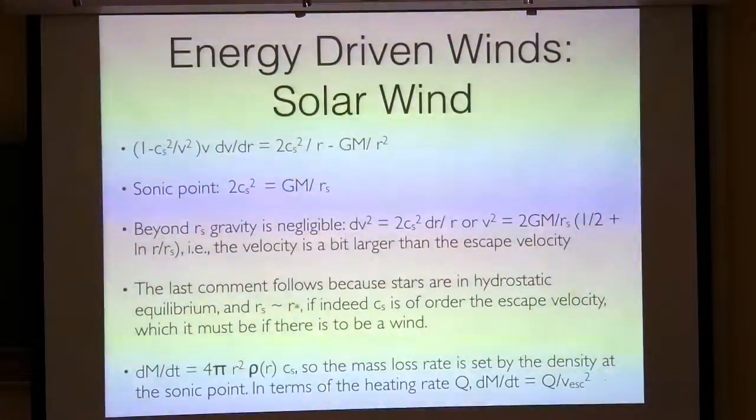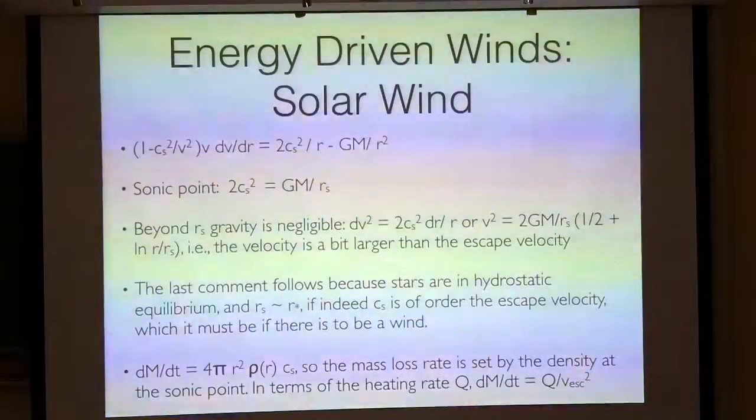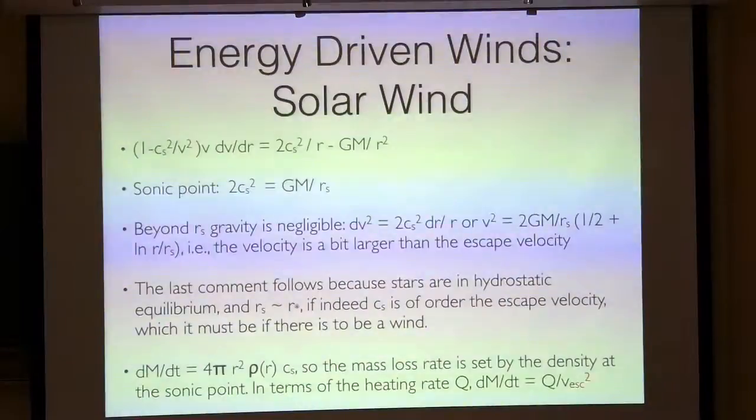So the mass loss rate is 4 pi r_s squared rho again times that sound speed. So it's set by the density at the sonic point. And in terms of the heating rate, which you need, the mass loss rate is just Q over the escape velocity squared. So it's not a free parameter. It's just set by whatever the heating is. Now, because we're ignorant, to us it's a free parameter because we don't know what the heat rate is, but that's physically it. And so Q, you can think of that as L, it's an energy per time, it's a luminosity. So instead of being L over c times v wind, this is L over v wind times v. So instead of the speed of light, you're putting in the escape velocity.